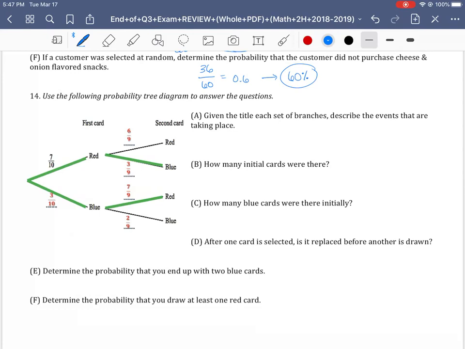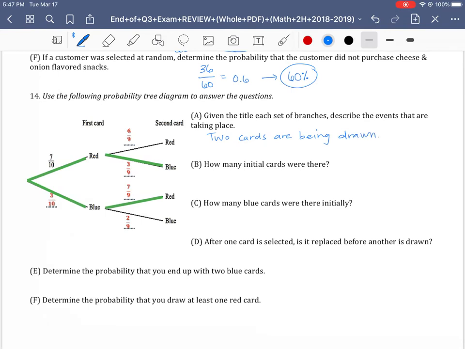So part A says, given the title of each set of branches, describe the events that are taking place. You'll notice the title here on the first event or set of branches is first card and the next one is second card. That would imply that cards are being drawn. So we are looking at 2 cards being drawn. That's what we can tell from the title.